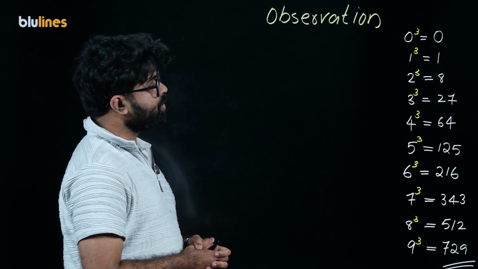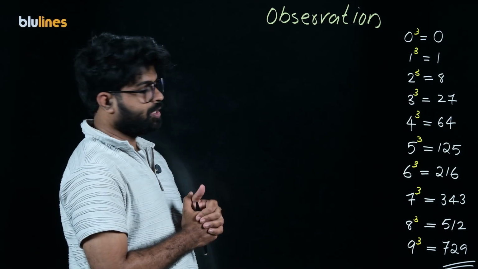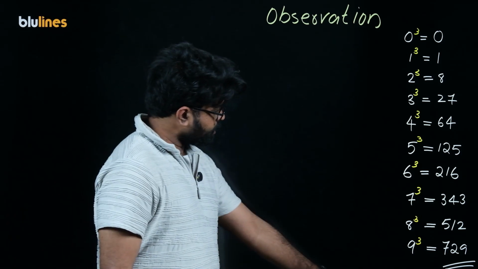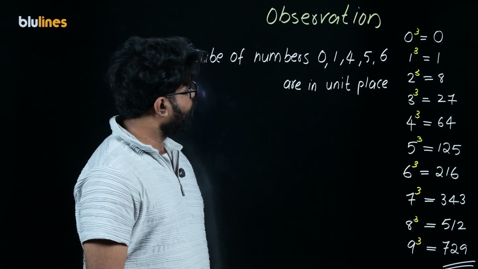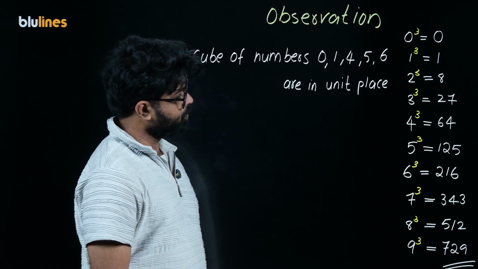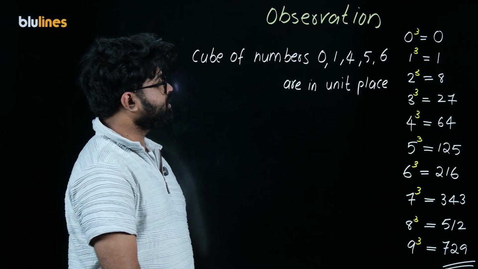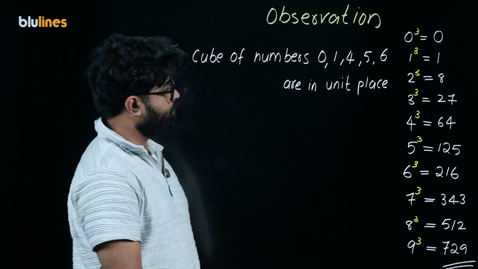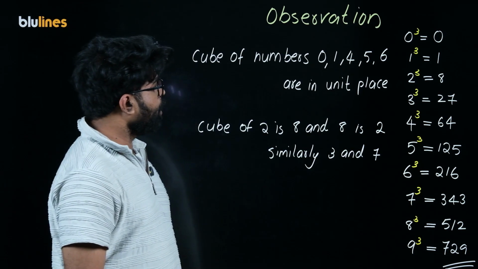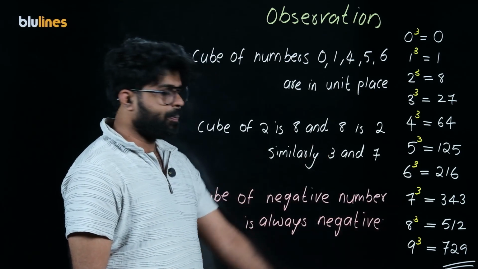And you can see which unit digits we have. Yes, we have 8 somewhere. We have 0, 1, 4, 5, 6. So the cubes of numbers ending in 0, 1, 4, 5, 6 keep the same unit digit. Of course, we have 7 and 2 as well. Now the cube of 2 ends in 8 and the cube of 8 ends in 2. Similarly, the cube of 3 ends in 7 and that happens with 7.